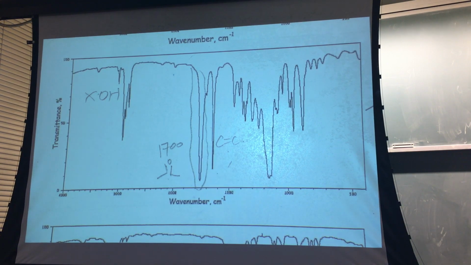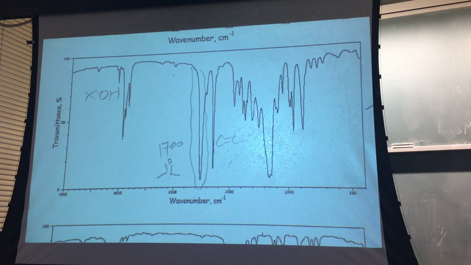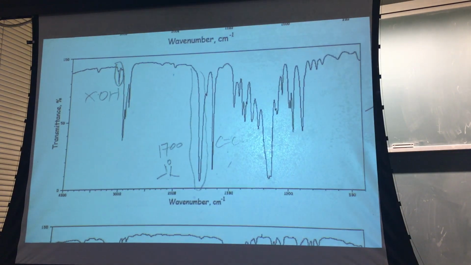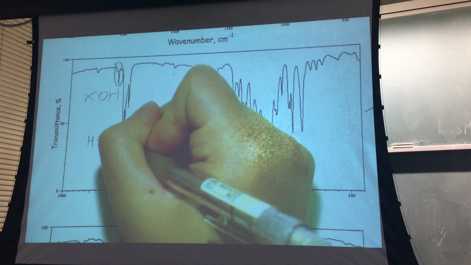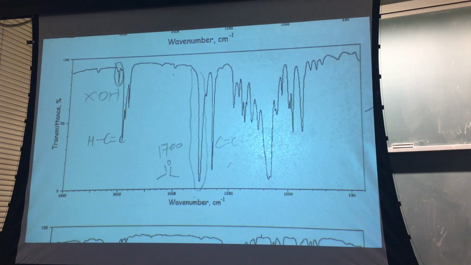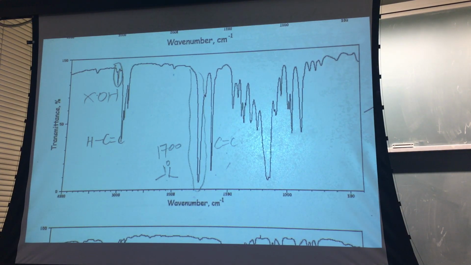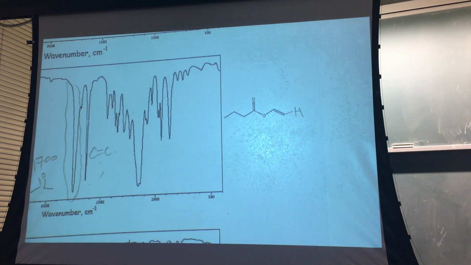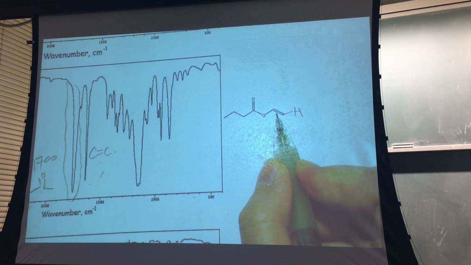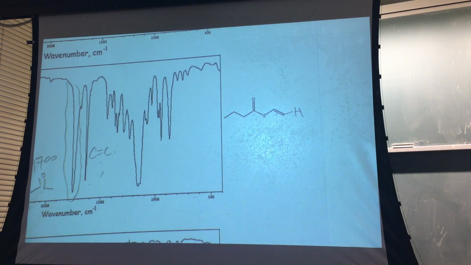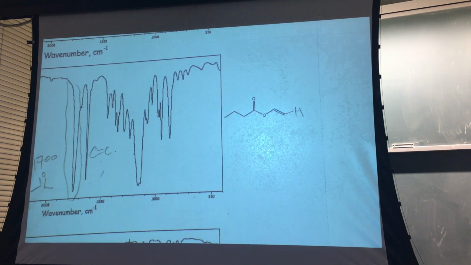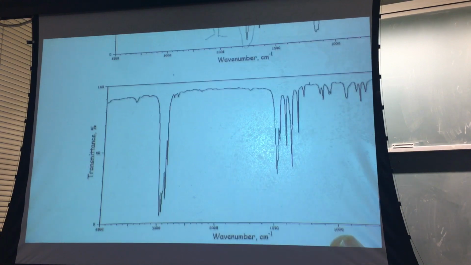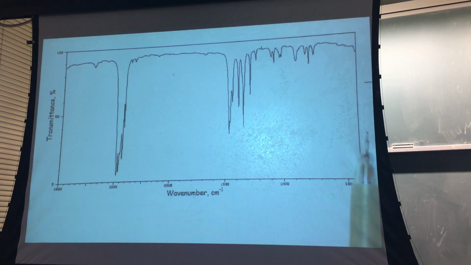Makes sense. And this one is also telling me there is a hydrogen bonded to the carbon-carbon double bond. That's the sharp peak we talked about at 3100, right? So this compound does have a hydrogen here, and then it has a carbonyl and a double bond. It doesn't have a hydroxyl.